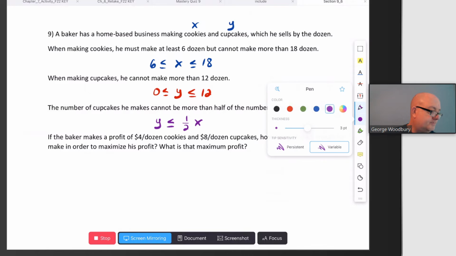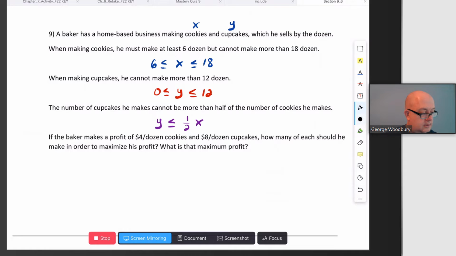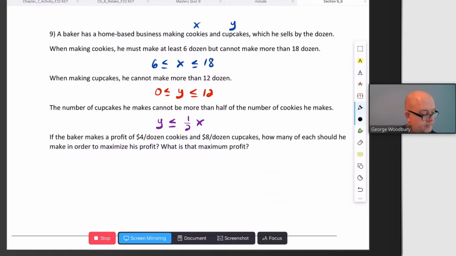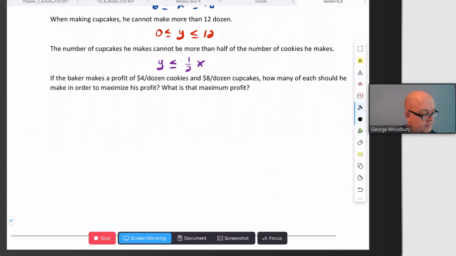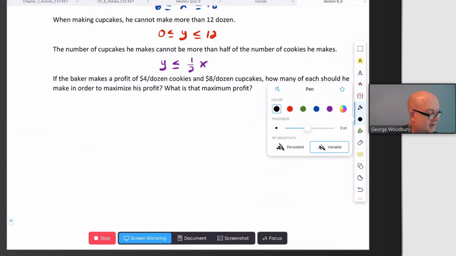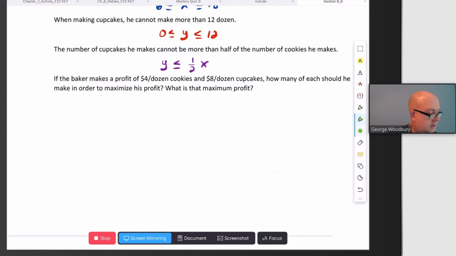Anyway, the function we're trying to maximize here, Z. Now we're trying to make Z equals 4X plus 8Y, $4 for each dozen cookies plus $8 for each dozen cupcakes. We want to make that as big as possible.